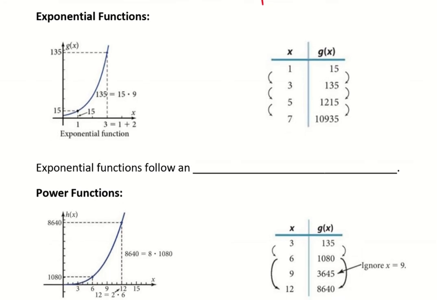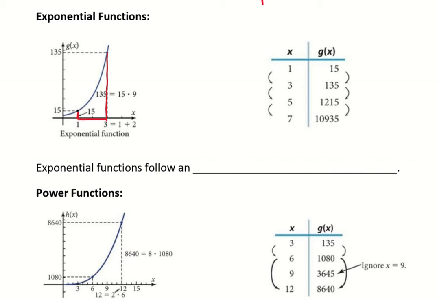Now let's look at exponential functions. It's harder to get a bunch of different values on the graph just because exponential functions grow so fast. But what we're seeing here is that we're going from 1 to 3, and then at 1 it was at 15, now it's at 135, and then if it fit on here, it would go all the way up to 1215.